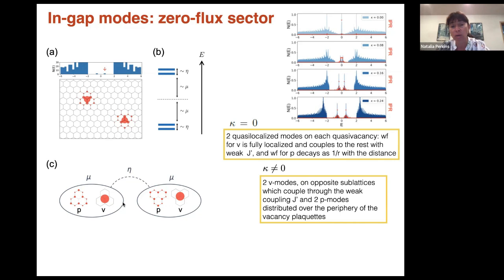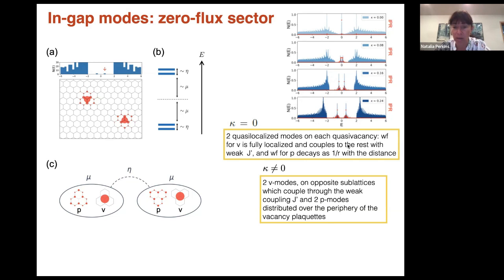in the zero flux sector, each has two low energy degrees of freedom. And then the coupling inside the vacancy, mu, is proportional to J prime. And this coupling between the vacancies is proportional to the distance between the vacancies. And we see that when the field is increasing, the gap is getting bigger and bigger. And then at kappa equals zero, we have some zero mode, but then the gap is opening here, and therefore we have less and less in-gap state around zero energy.